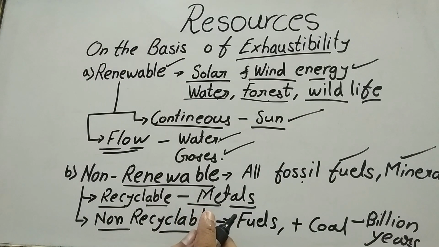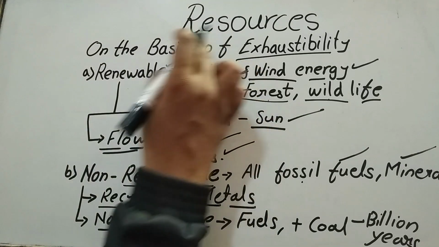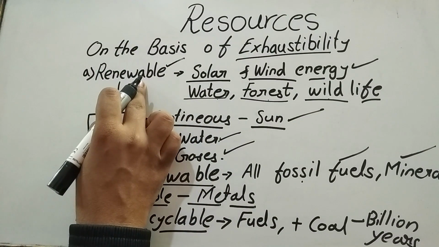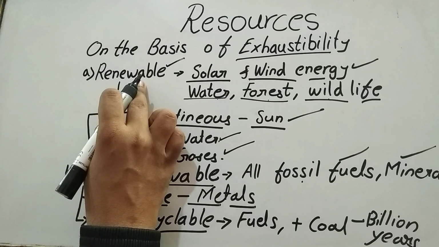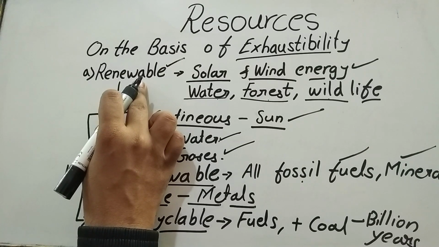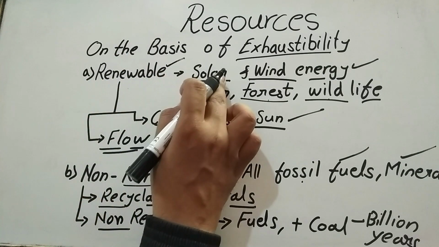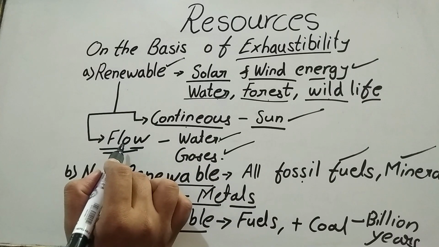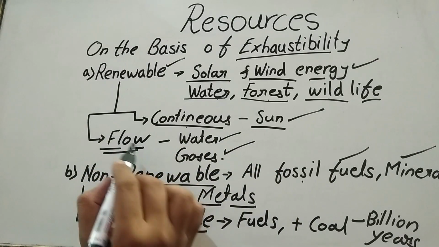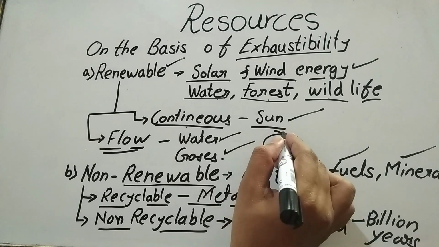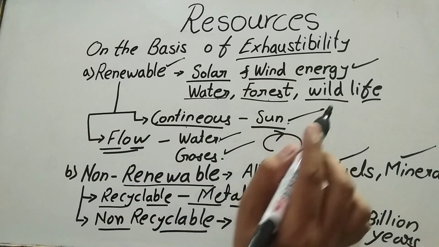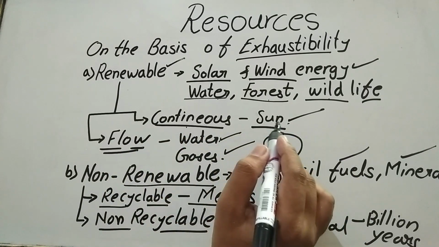So everybody got it? Okay, you have noted it. Resources on the basis of exhaustibility are classified under renewable and non-renewable. Renewable resources are the resources which can be renewed or reproduced by the physical, chemical and mechanical process, known as renewable or replenishable resources. Examples: solar, wind, water, forest, wildlife. Renewable resources are further divided into continuous and flow resources. Flow resources move in a cyclic manner. Water has a cycle. Gaseous has a cycle. Continuous, that is the sun. Sun will remain with us for infinite time.